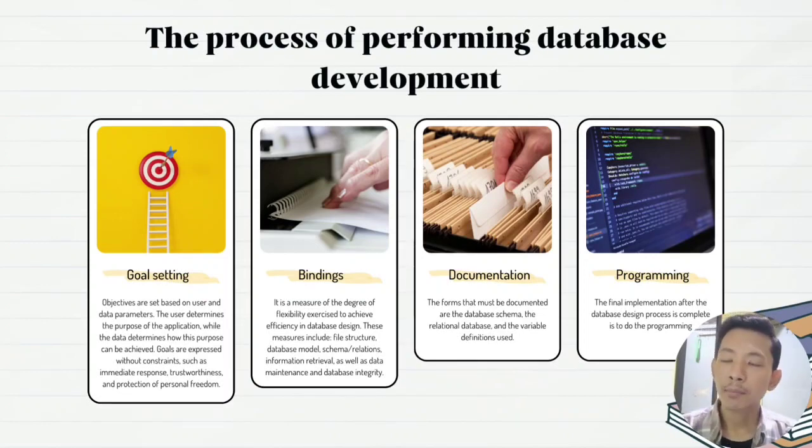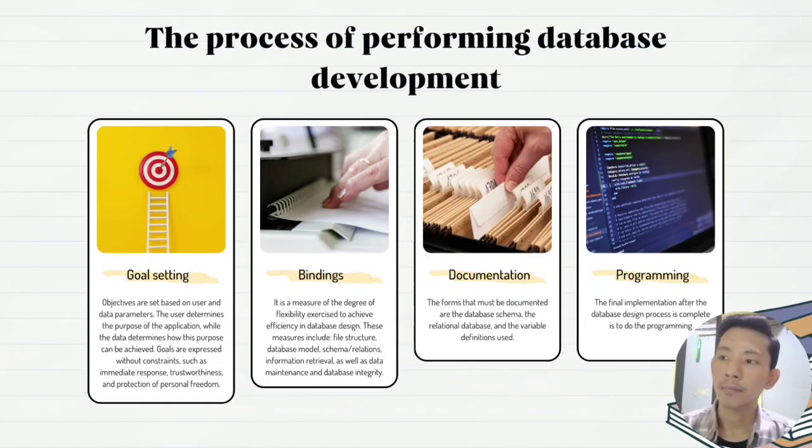The process, number 1, is about goal setting. Objectives are set based on user and data parameters. The user determines the purpose of the application, while the data determines how this purpose can be achieved. And goals are expressed without constraint, such as immediate response, trustworthiness, and protection of personal freedom.